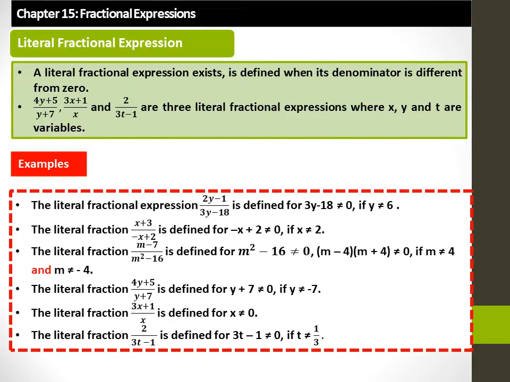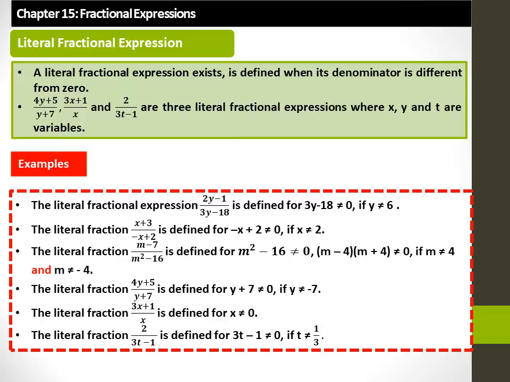The literal fractional expression (2y - 1)/(3y - 18) is defined for 3y - 18 different than 0. Then 3y is different than 18 and y must be different than 6. The literal fraction (x + 3)/(-x + 2) is defined for -x + 2 different than 0, then -x is different than -2 and x must be different than 2.